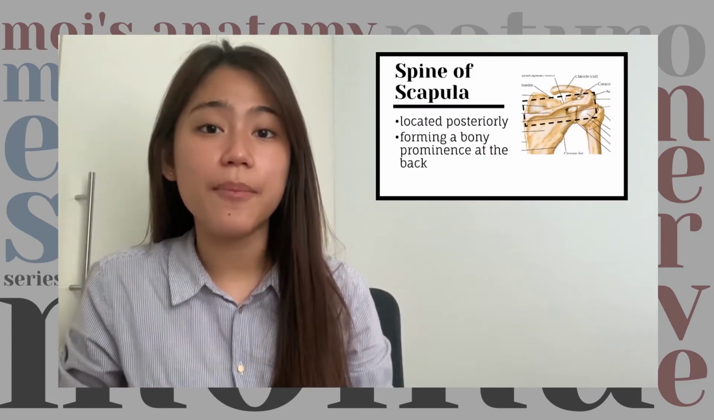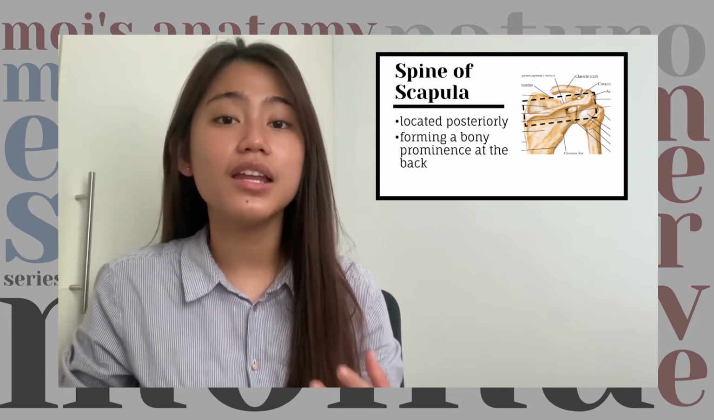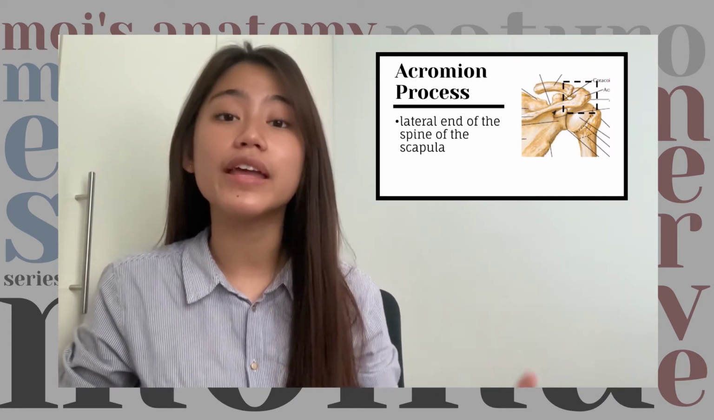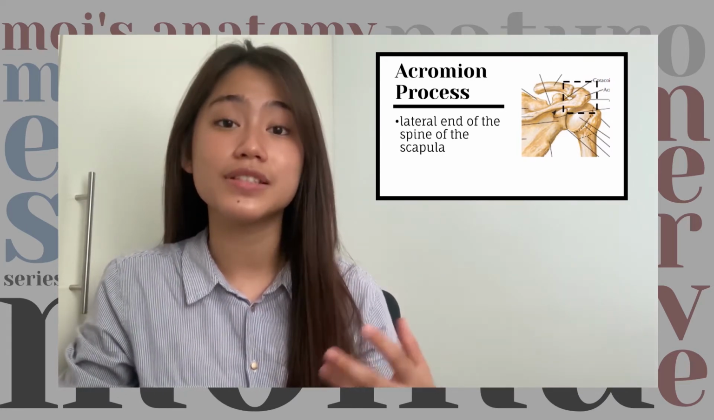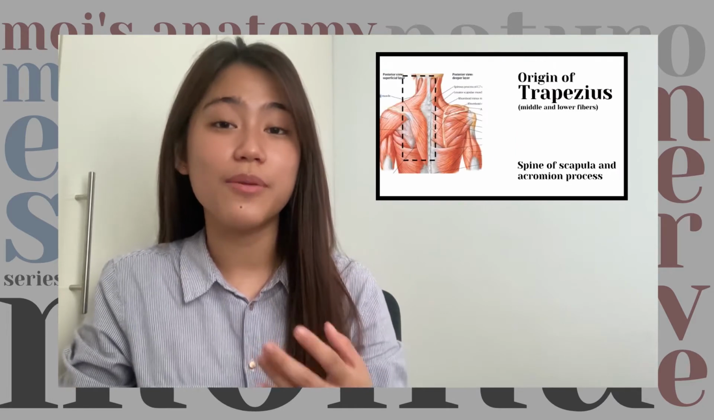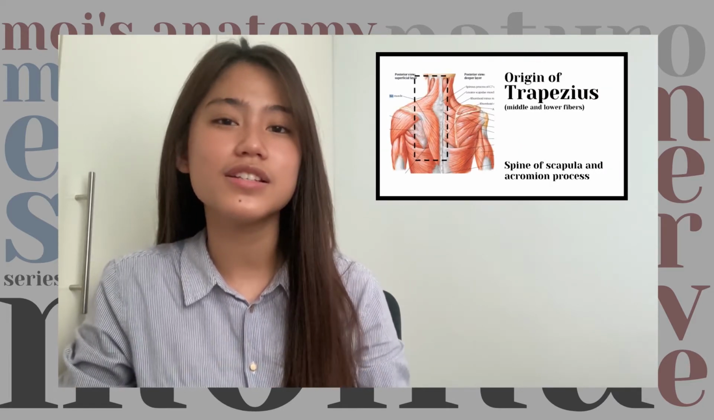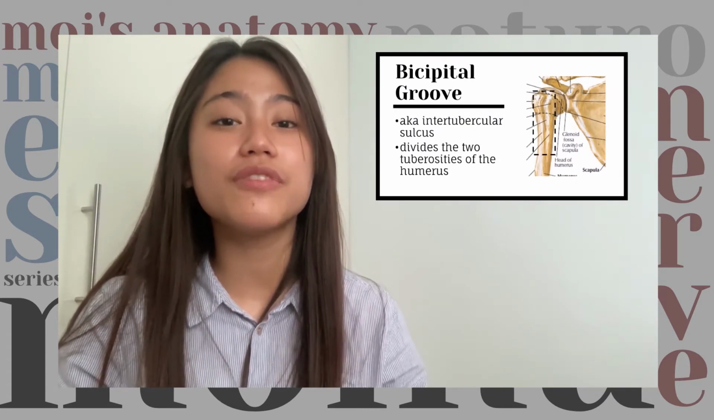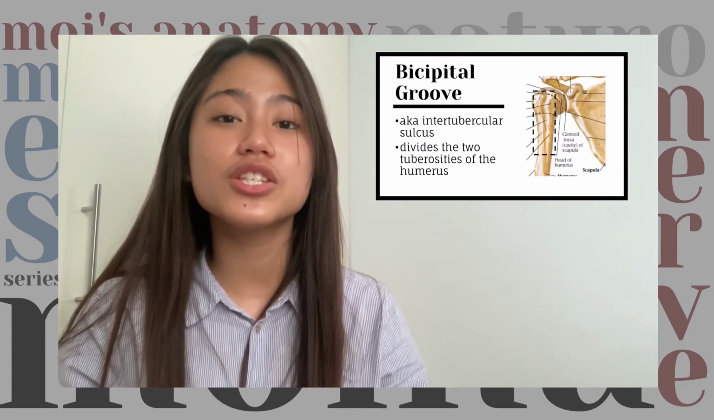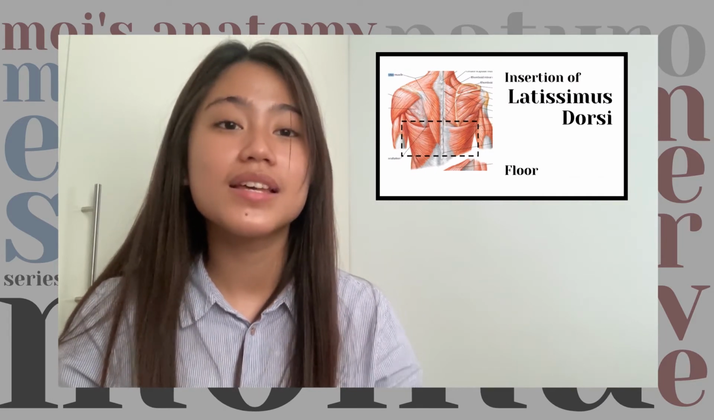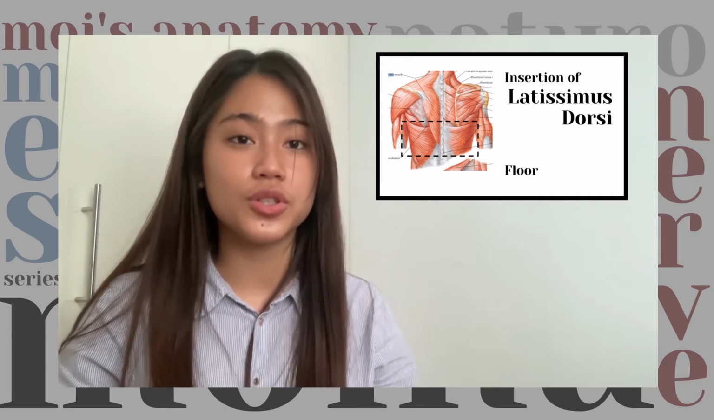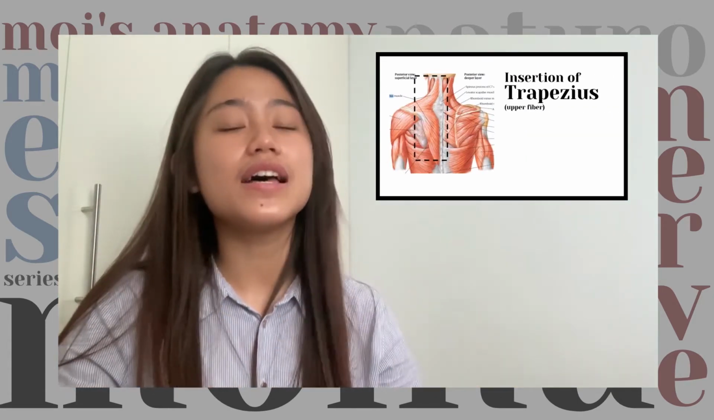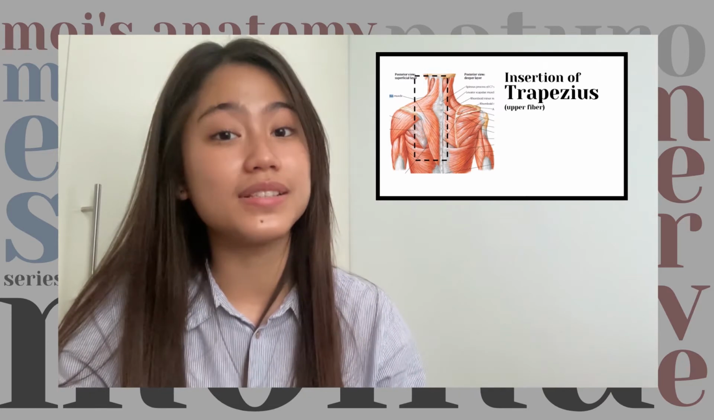The spine of the scapula is located posteriorly, and it forms a bony prominence at the back. The acromion process is located at the lateral end of the spine of the scapula. The lower and middle fibers of the trapezius insert at these 2 landmarks. The bicipital groove of the humerus, which divides the 2 tuberosities, is the insertion of the Latissimus Dorsi, specifically at the floor of this structure. The clavicle, also known as the collarbone, serves as the insertion of the upper trapezius muscle.